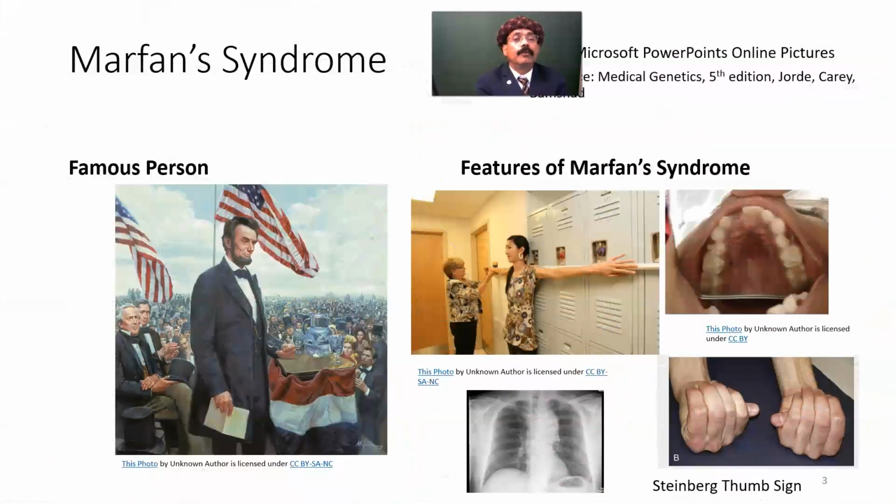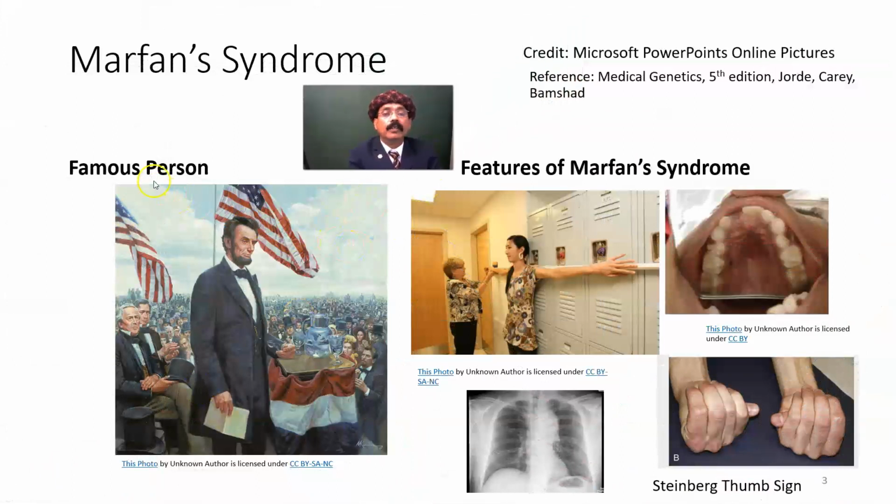Okay, so if you look at the picture here, many famous people have Marfan syndrome. This is our respected president Abraham Lincoln, the icon for democracy, ever memorable to the world due to his Gettysburg Address. He was 6 feet 4 inches tall during that time. People were a little bit shorter than present day, so he was tall for his time. His dolichocephalic head. Okay, so he is a person with Marfan syndrome.